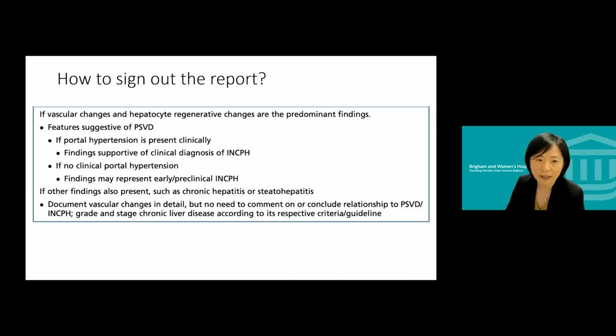So now the biggest question is, how do we sign out these cases? Here's what we do. If you see vascular changes and hepatocellular regenerative changes, and these are the predominant findings in the liver biopsy, we will document these changes and suggest a PSVD diagnosis.